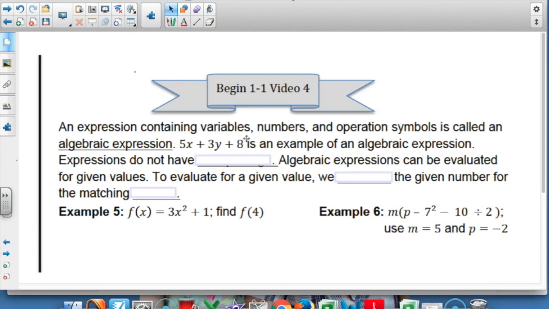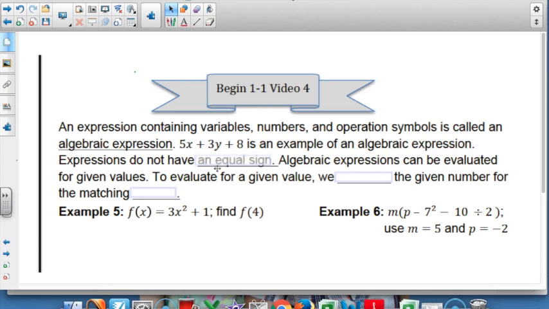5x plus 3y plus 8 is an example of an algebraic expression because it's got variables in there, your x and your y. It's got some numbers, my 5, my 3, my 8, and the operation symbols. That's talking about my pluses and minuses and those little understood multiplication points that are happening between the 5 and the x and between the 3 and the y. So this is an algebraic expression.